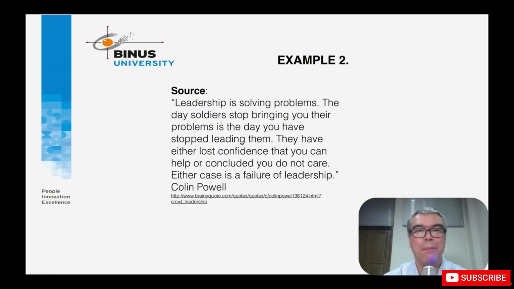So this example is from an American politician and military leader called Colin Powell. I'll read the quotation to you. Leadership is solving problems. The day soldiers stop bringing you their problems is the day you have stopped leading them. They have either lost confidence that you can help or concluded that you do not care. Either case is a failure of leadership.